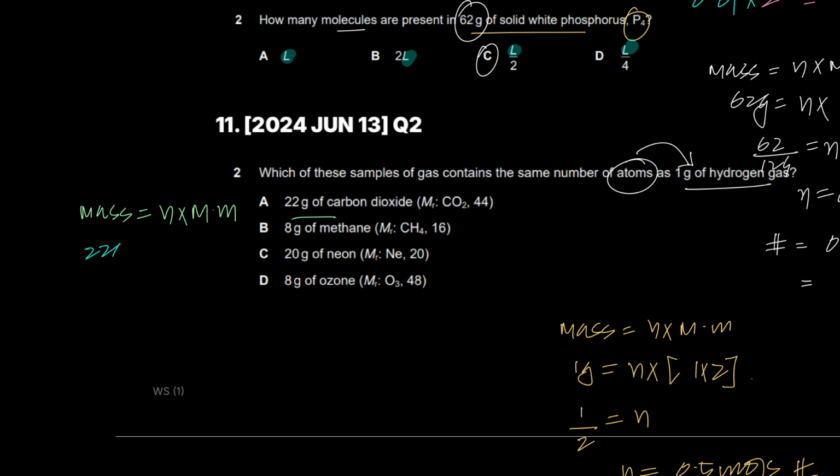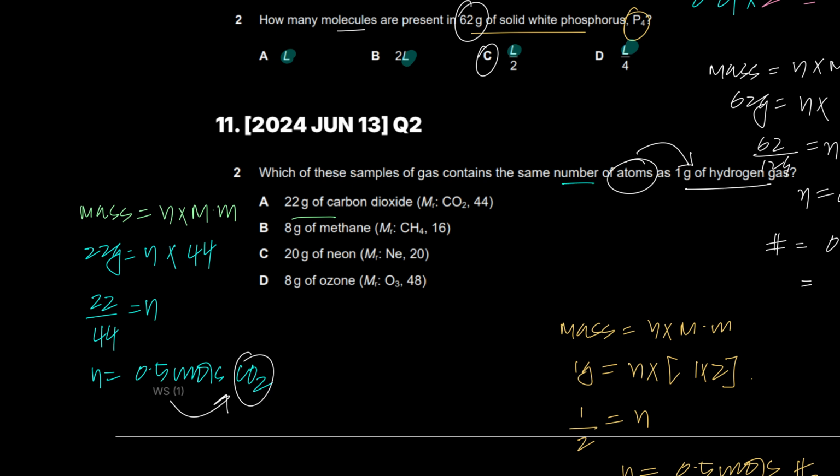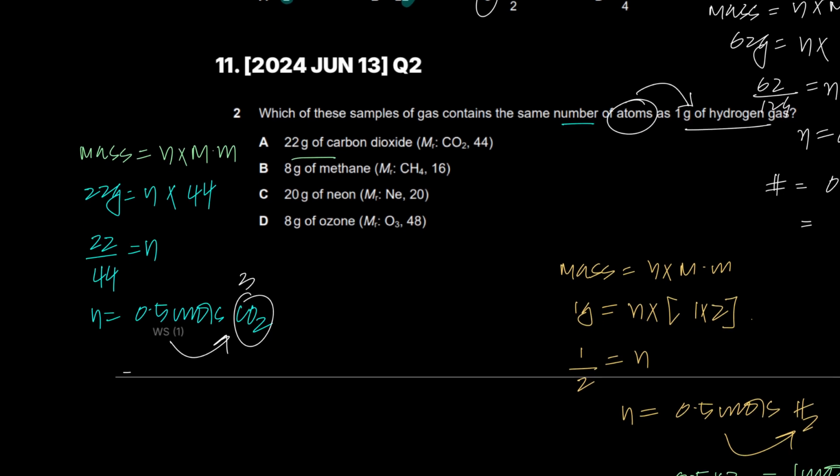So you're given 22 grams of carbon dioxide. Moles are not given. Molar mass is 44 for carbon dioxide. What do you get? 22 over 44. N is equal to 0.5 moles, and these are the moles of carbon dioxide. Do I need the moles of molecules, or the moles of atoms? I need to check the number of atoms, so I need the moles of atoms. So 0.5 times 3. You have 3 atoms right here, right? How many moles of atoms do you have?